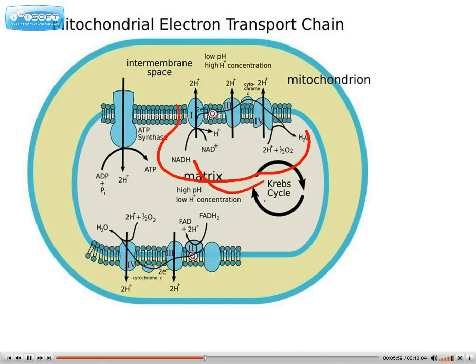Focusing on the one on top, here we have NADH. So NAD has a covalent bond and a hydrogen that's attached.